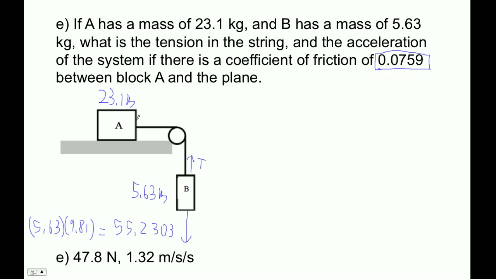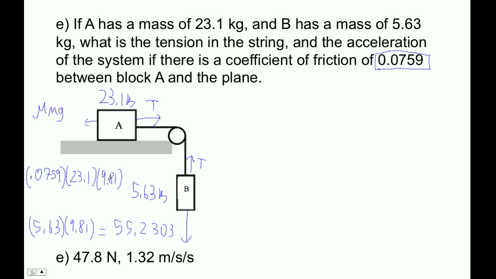Now, on the plane, excitingly, and I'm very excited about this, right? Suddenly, this equation is not trivial, right? It's tension to the right, and there's going to be a friction force to the left, okay? And the friction force is simply mu times m times g, right? So it's going to be 0.0759, a suspiciously accurate friction force, right? Times 23.1 times 9.81.